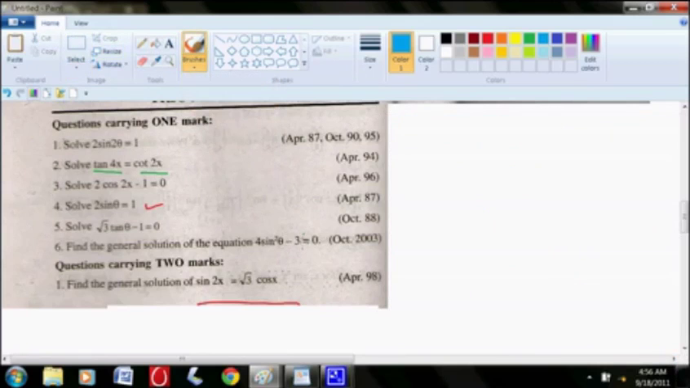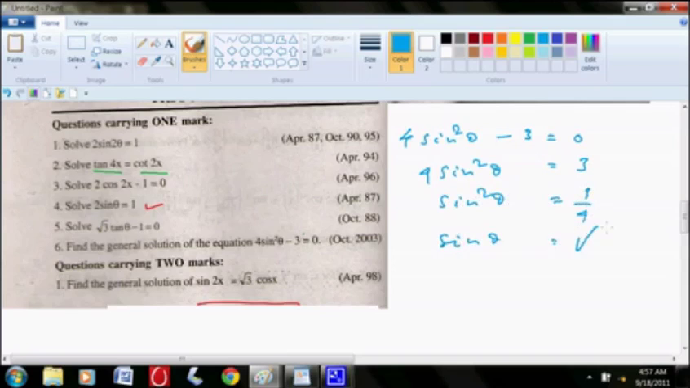Four sine square theta minus 3 is 0. So 4 sine square theta is 3. Sine square theta is 3 by 4. Sine theta is square root of... I will do one thing, not like this. So 3 by 4 is root 3 by 2 whole squared. Now root 3 by 2 is sine of 30 degree, I'm sorry, 60 degree. So this is sine pi by 3 whole squared.